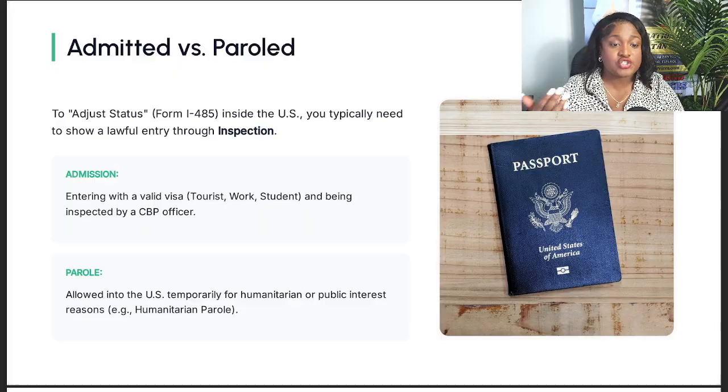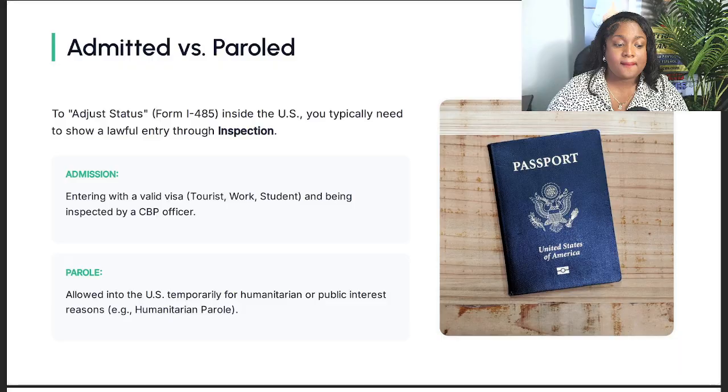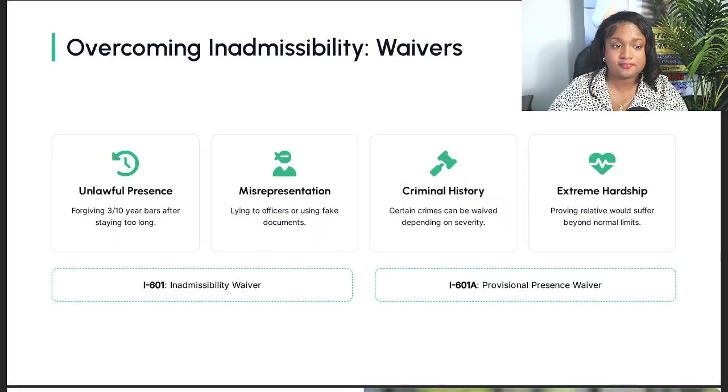So to adjust your status inside the United States, you typically need to show a lawful entry through inspection, or you could have been paroled, but you need to be legally authorized to be in the United States. Let's say you did come illegally, you did not get admitted or paroled. Can you overcome inadmissibility?